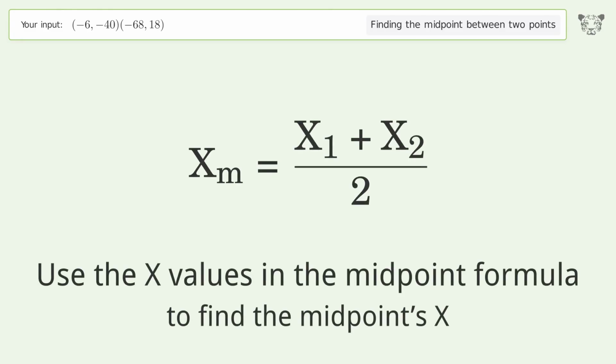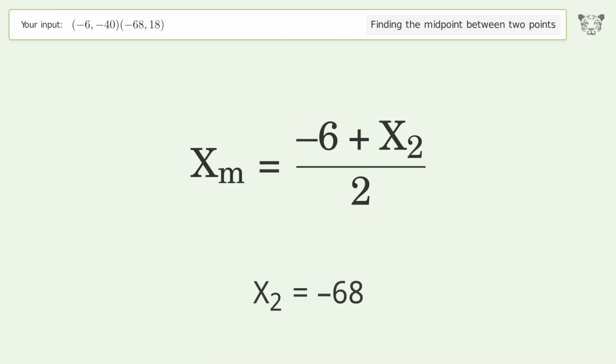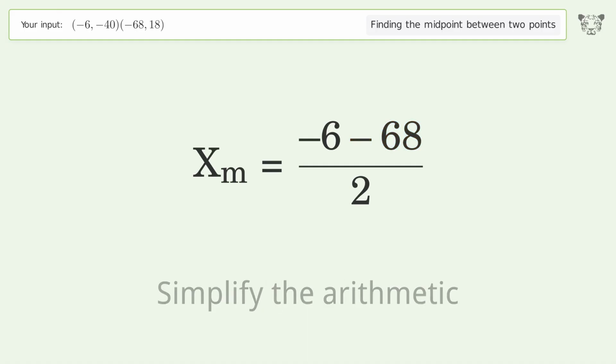Use the x values in the midpoint formula to find the midpoints x. x1 equals -6. x2 equals -68. Simplify the arithmetic.